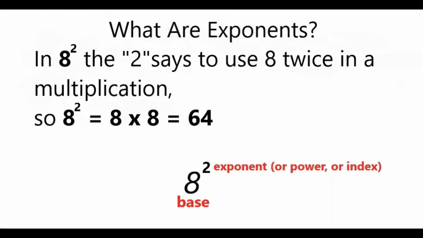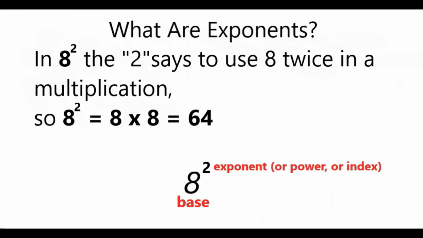So as you can see here, I have 8. Down below here, I have 8 to the second power. Now the 2 is the exponent, or you can call it a power or index. For this lesson, I'm just going to stick to either exponent or power. Okay, so that's what that smaller number represents. And the larger number, the 8, is what they call the base number. That's the number that tells you what is going to be multiplied.